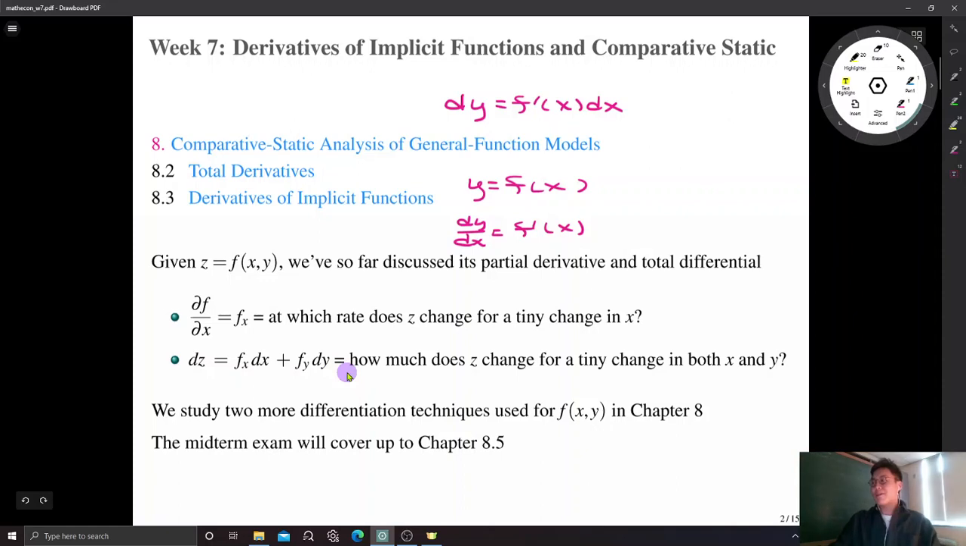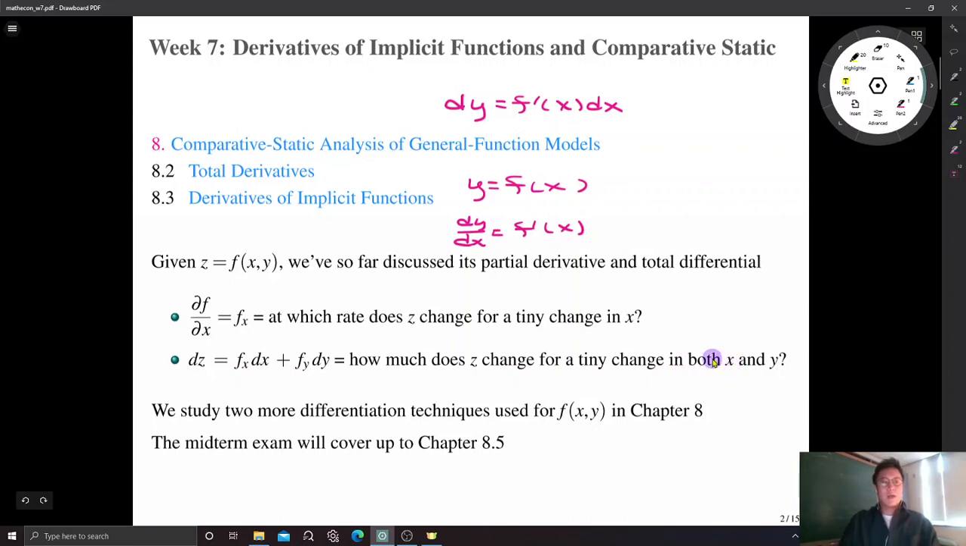Now the remaining thing is, can we consider the rate of change in this function? The answer is yes. That is pretty easy. That's just a natural extension of a total differential. And this is called the total derivative, the rate of change of function when both x and y change.